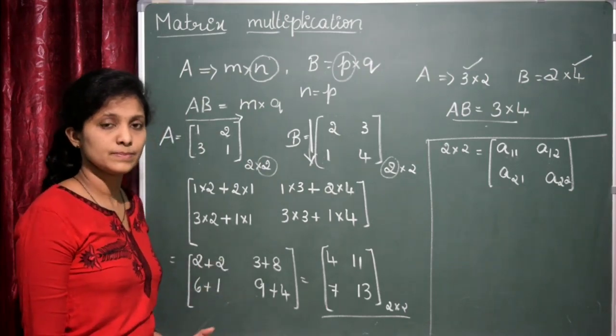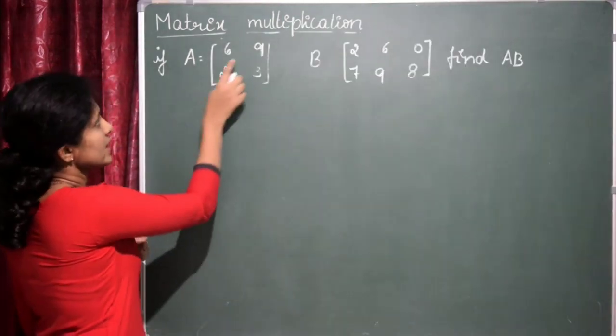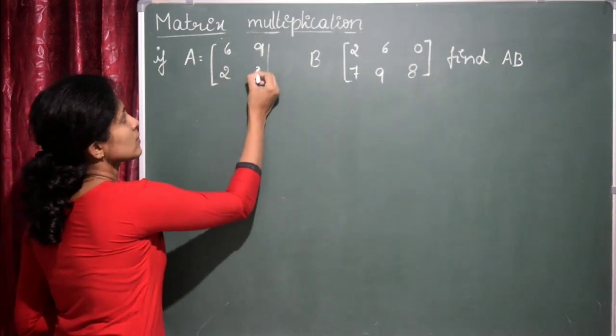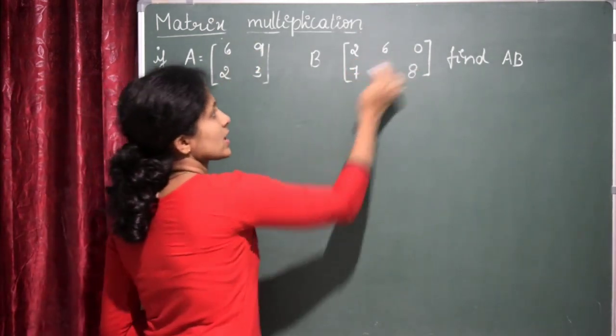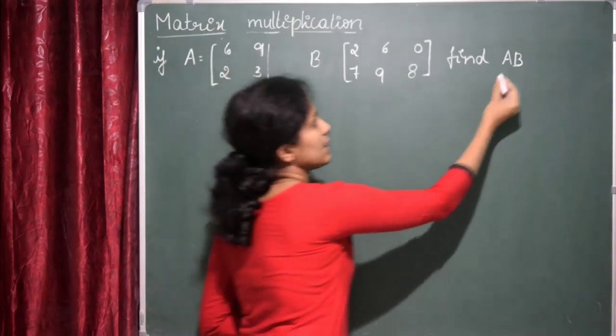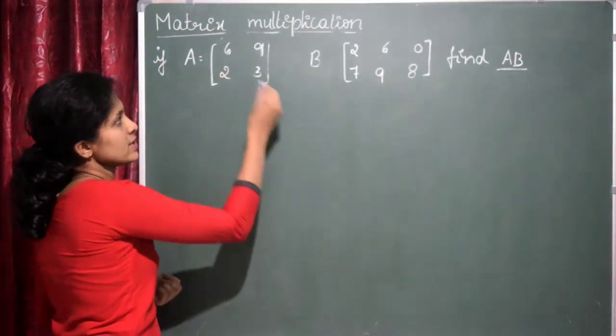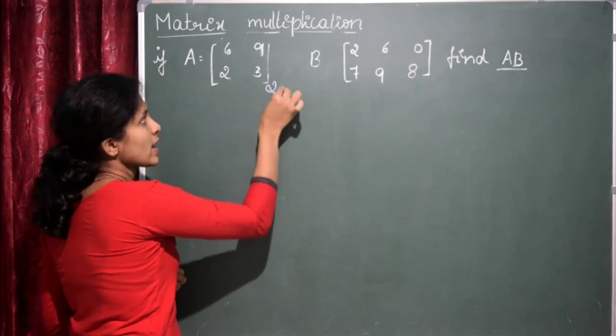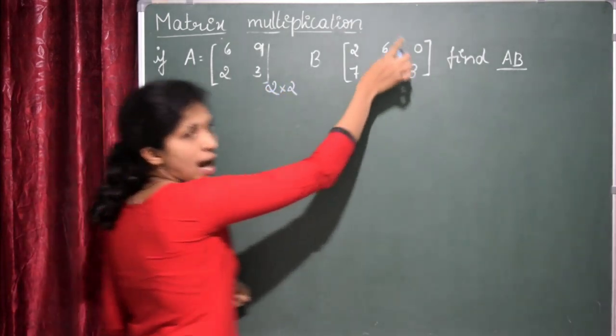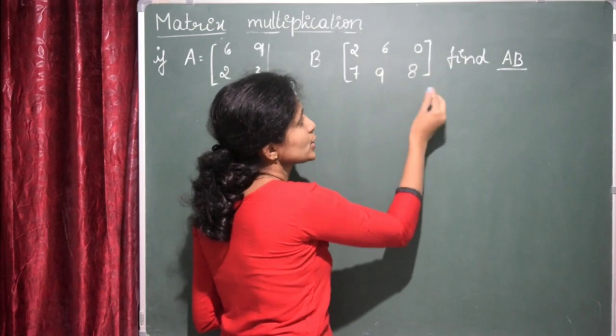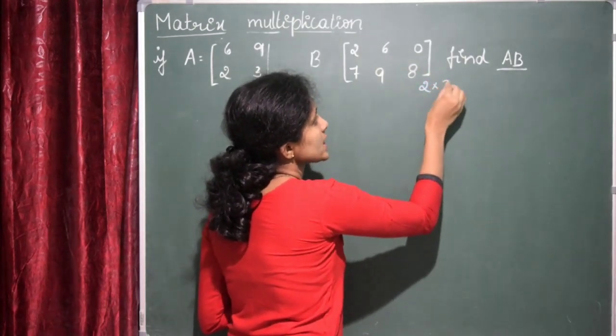Okay. Now we'll see the next problem. A is equal to 6923 and B is 260798. Find AB. I mean you have to find the product of the matrices. Can you say what is the order of this matrix? This is now 2 rows and 2 columns, 2 by 2, and this is of order 2 rows and number of columns is 3.